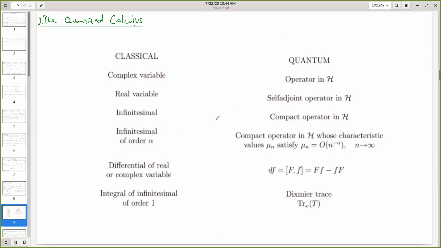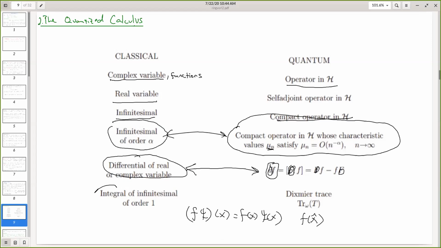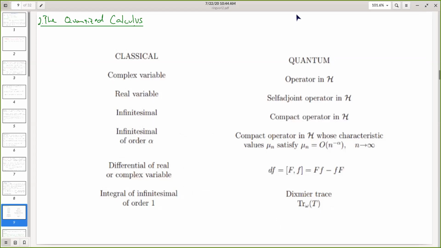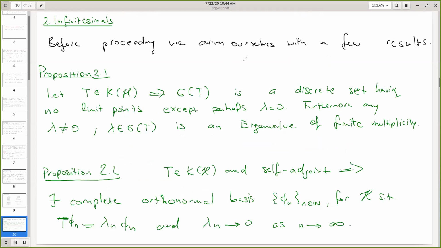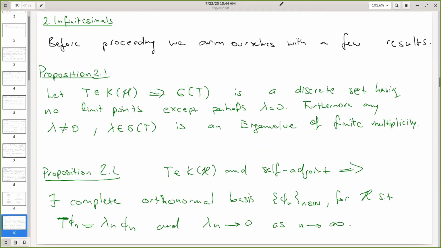And then, an integral of an infinitesimal of order 1 is given by the Dixmier trace. I will also define what the Dixmier trace is and give you examples of what this is. But you see, in the quantized calculus, we replace all these classical calculus quantities with quantum ones. And how this is done, I will tell you in a second. So far, any questions of where we're going? Perfect. Okay.